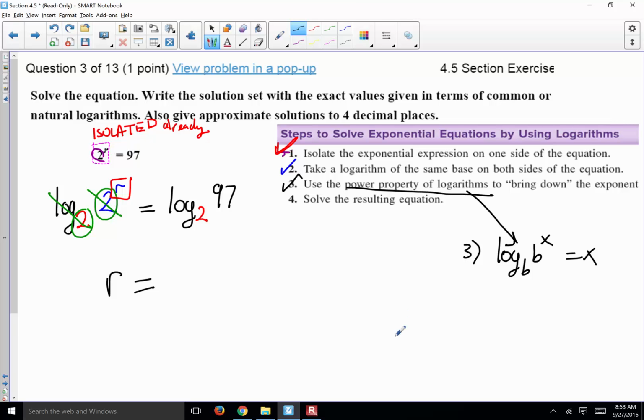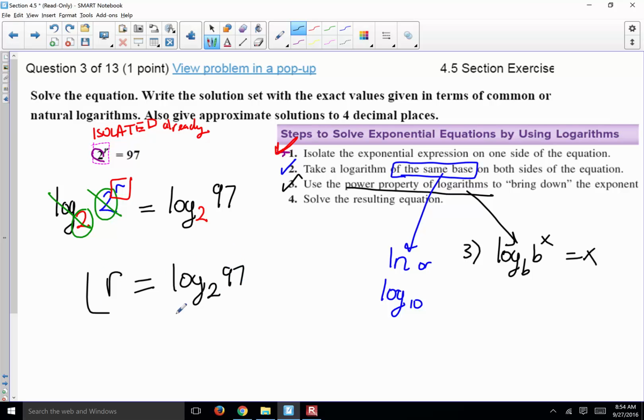You have more choices. It says the same base, but technically you can also use ln, or the common base 10. Both are okay. Okay, let me finish this. This is the answer. We're done. Logarithm base 2 of 97. That's it. You left r alone. Mission accomplished. Solve means getting this r alone. We're done. I will show you the second method.